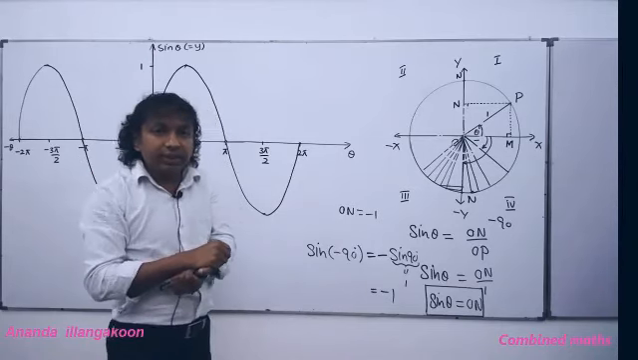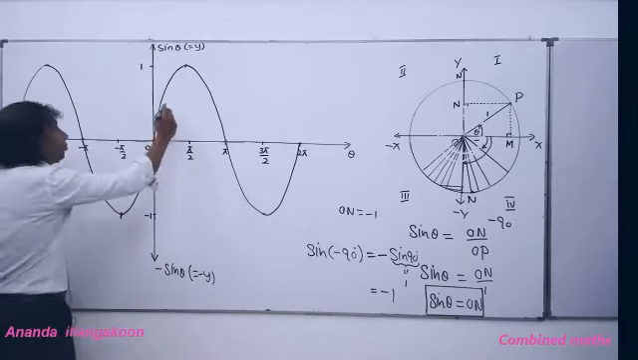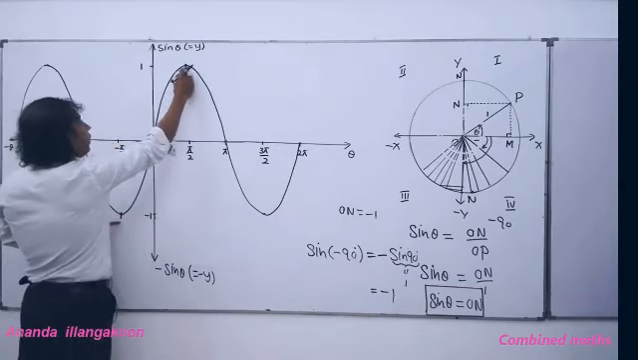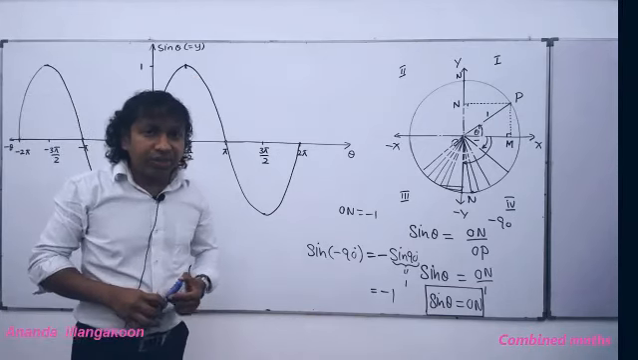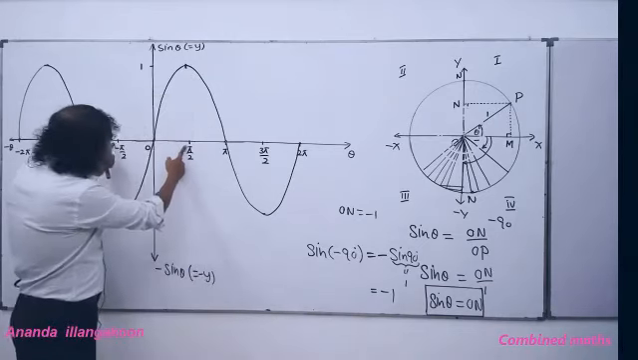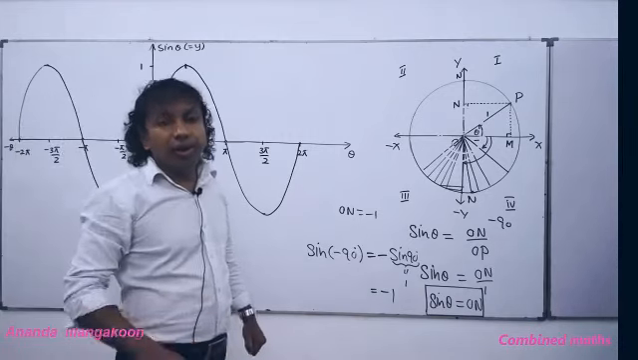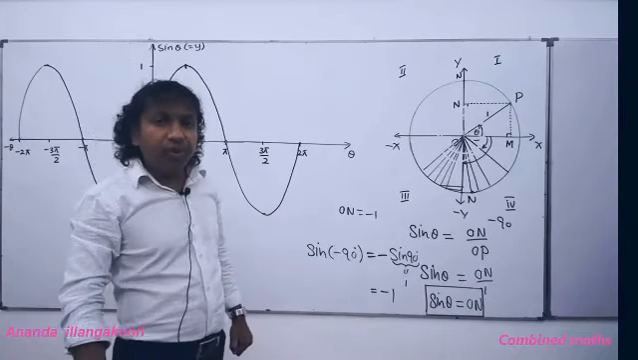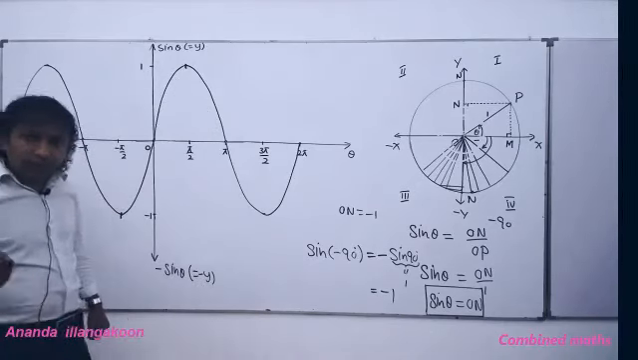And people, the other thing is, the part of the sine theta graph from -90 up to +90 is called the principal part of the sine theta graph. And this range of the angle from -90 to +90, people, is called the principal range of the sine theta graph. They are the important properties of the sine theta graph. Understand?